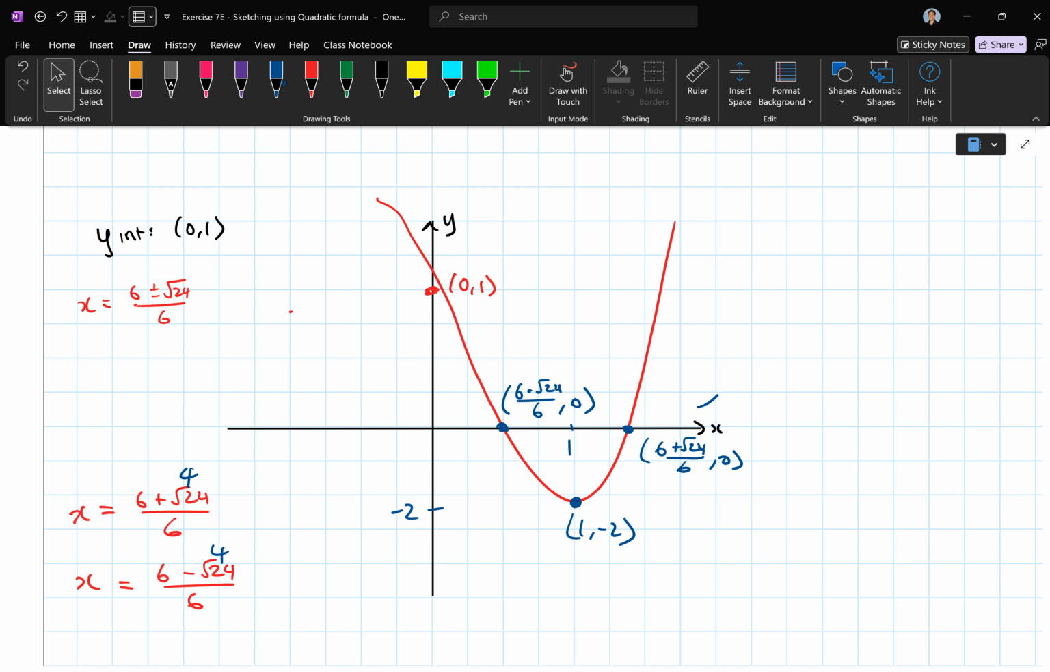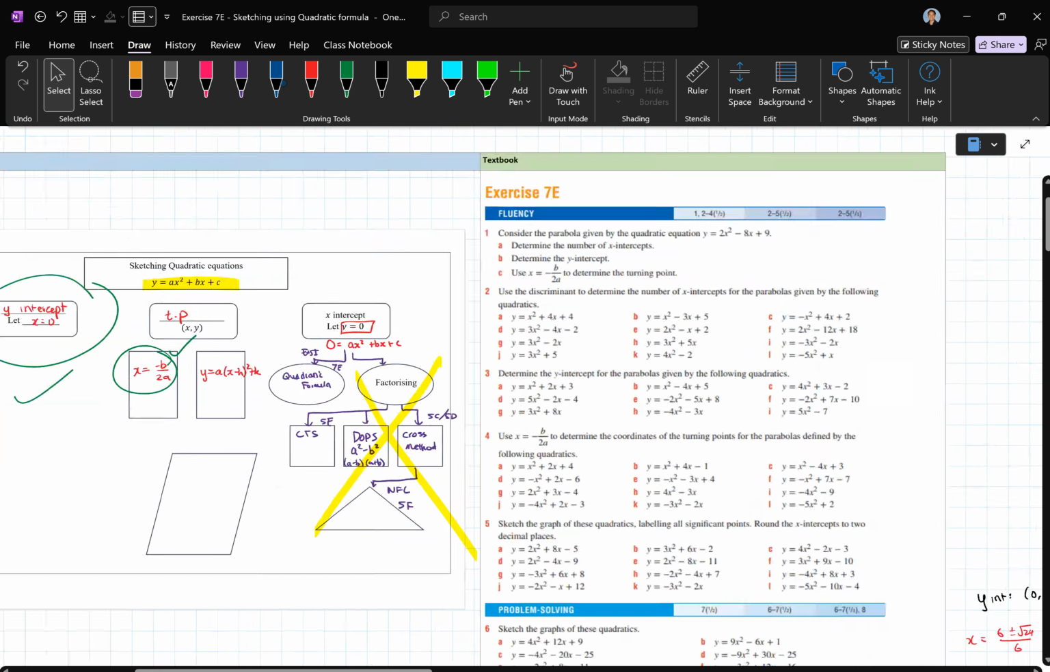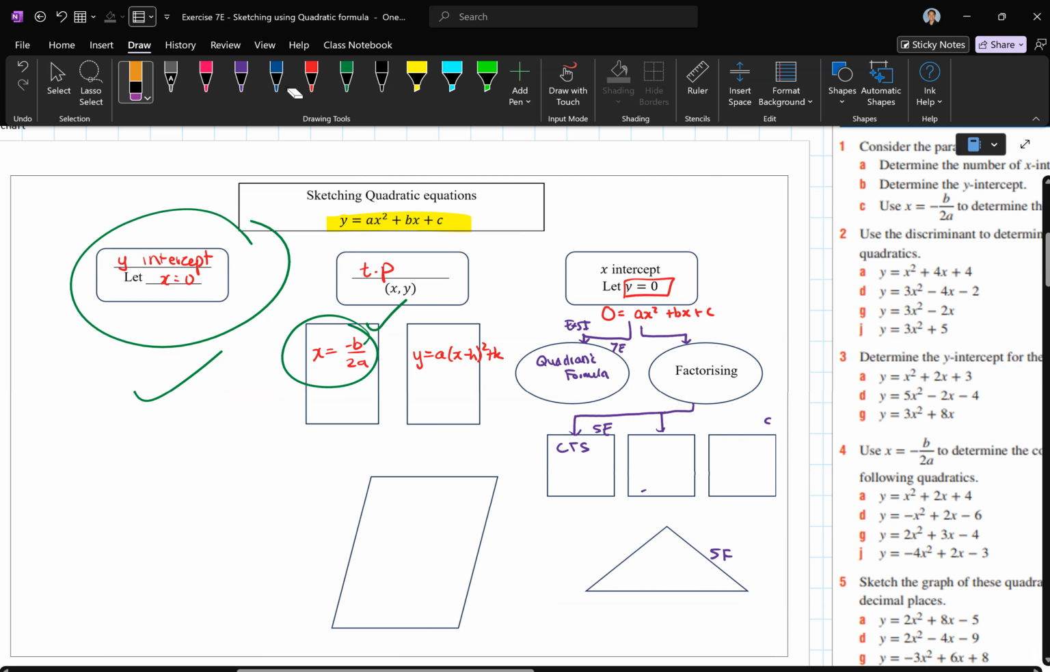So how many different ways are there to find the x-intercept? There's only one way to find the y-intercept. There are 2 ways to find your turning point, and there are like 3 main ways to find your x-intercept, which is why that flowchart I'm going to give you on Tuesday, once you have a bit of time to practice, essentially summarizes what you need to know.